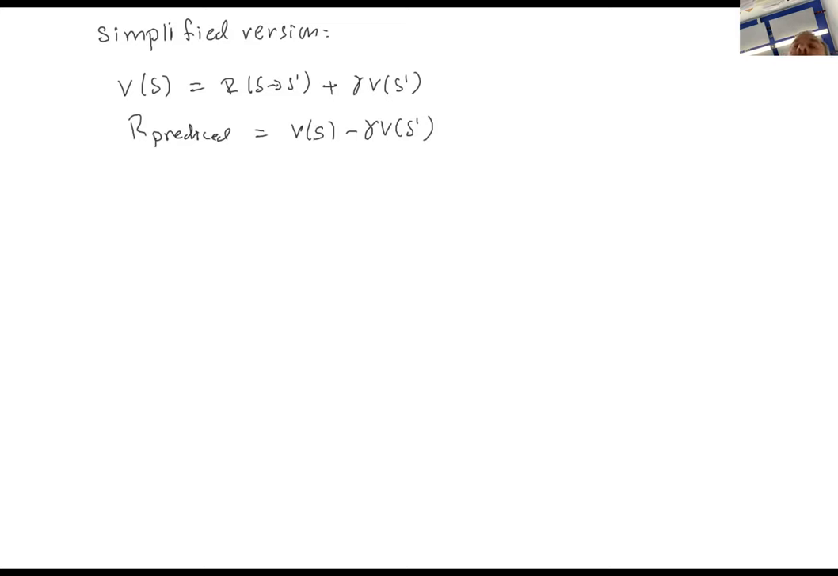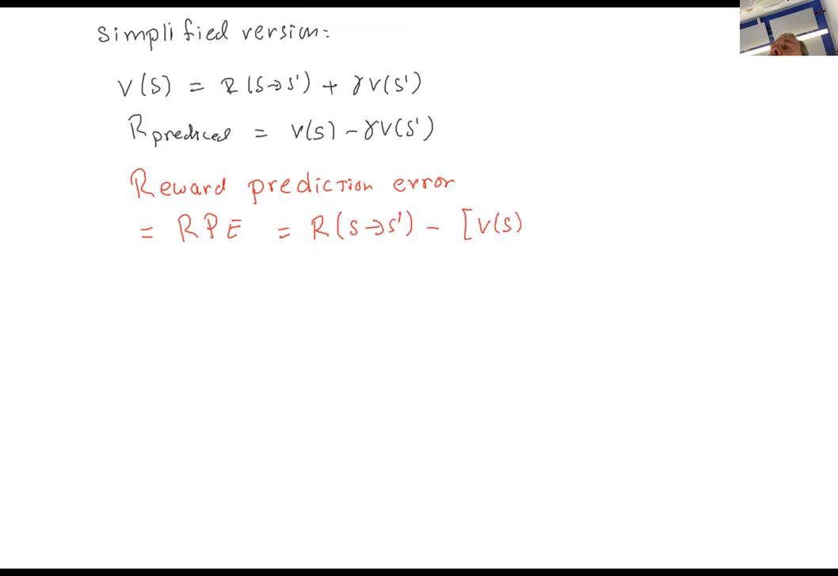And the reward prediction error, it's called the RPE, equals the actual reward, R of S to S prime, minus the predicted reward, which is the difference between the two states, minus gamma V of S prime. About as simple as you can get, okay?